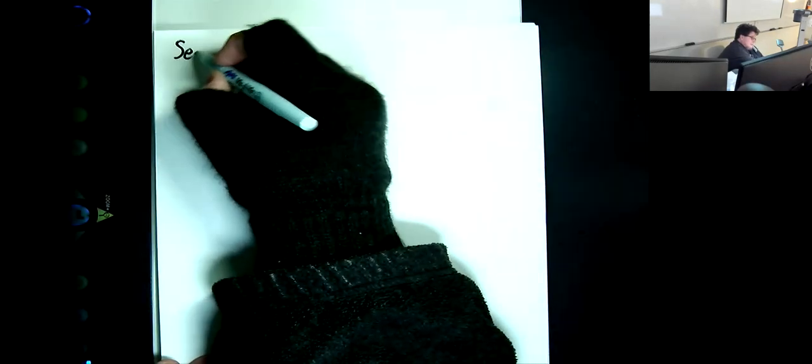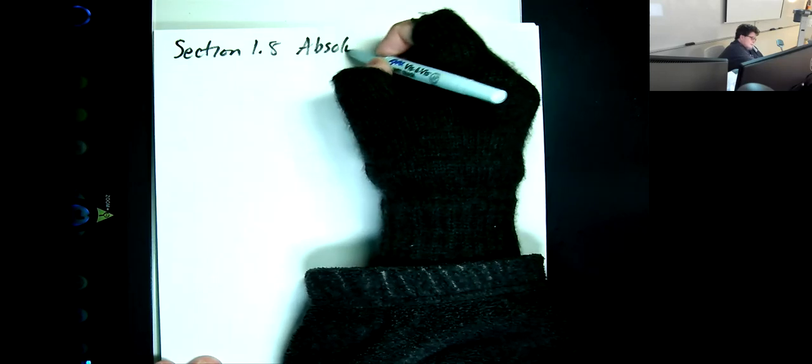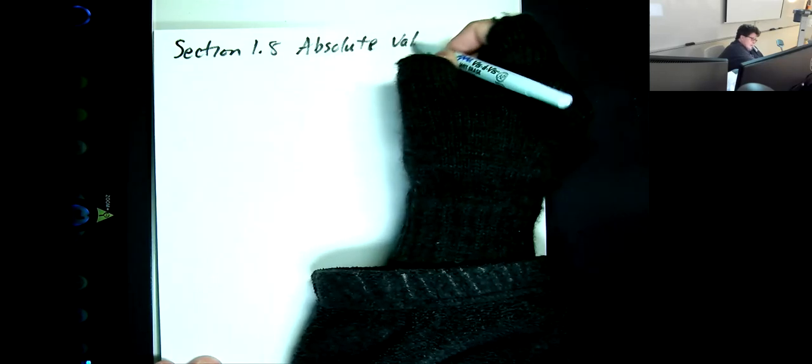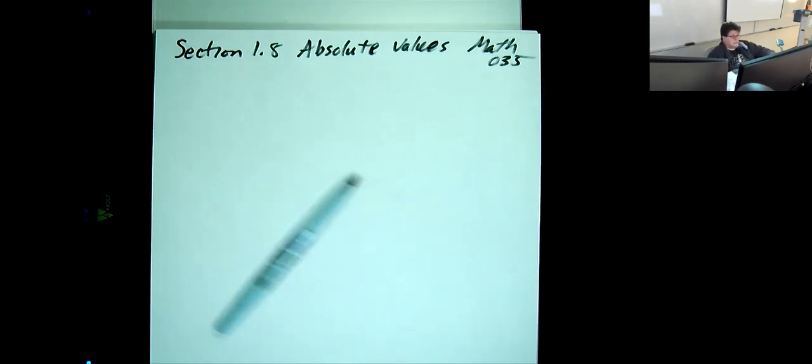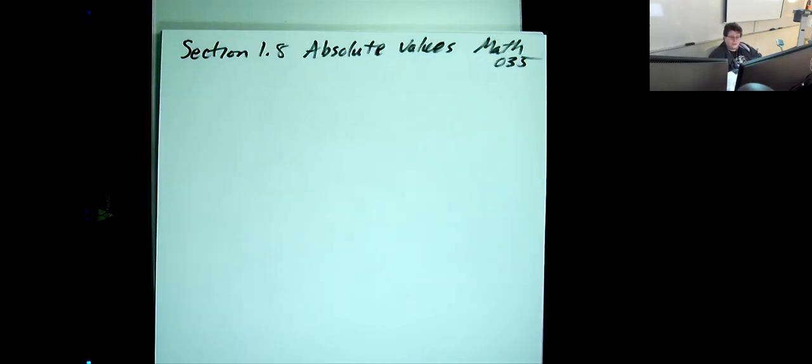All right, we got a little bit left to do in section 1.8. There's the special cases. Absolute values. And this is Math 35. So there are 3 examples of special cases.